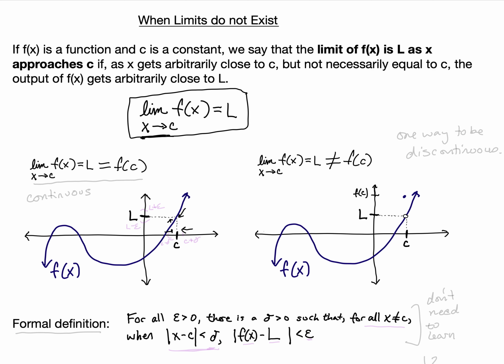And so in the first case, when it's true that the limit as x approaches c of f of x is equal to a limit, and that limit is actually equal to the function value at that point, we say that that function is continuous. That's the definition of continuity, which we will talk about more in a later section. And if the limit of the function at that point is not equal to f of c, that's one way the function can be discontinuous. It's also discontinuous if the limit does not exist at all.